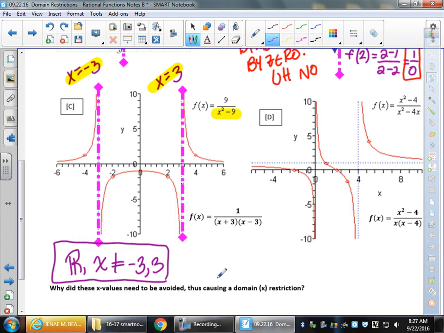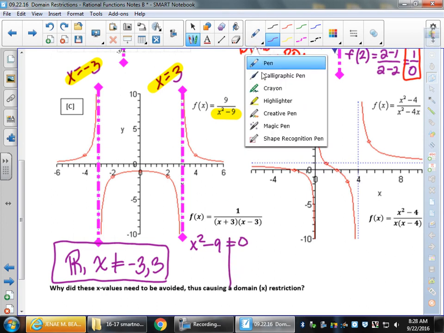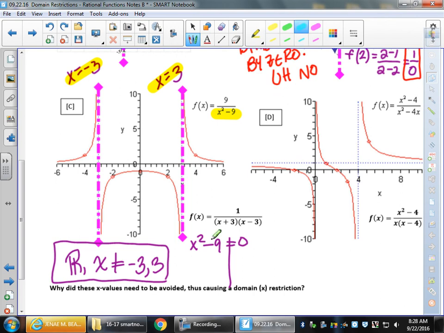So now let's have a strategy. What if I didn't have the graph? What are we all agreeing the denominator cannot be? 0. So how about we set it equal to 0 and find out what makes it 0, right? Let's do that. So what I just did is I made a choice. I'm choosing to say, let the denominator equal 0, and let's find our answers.